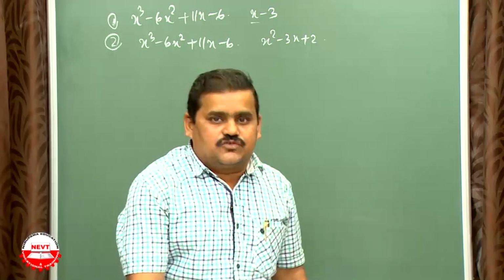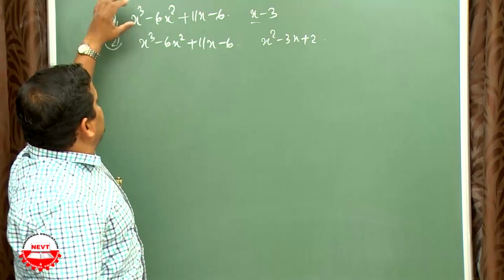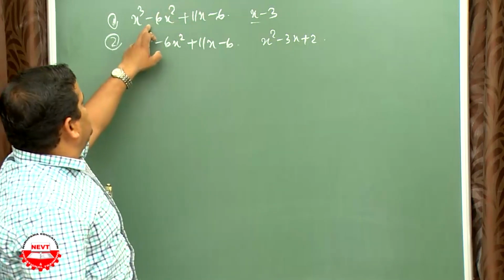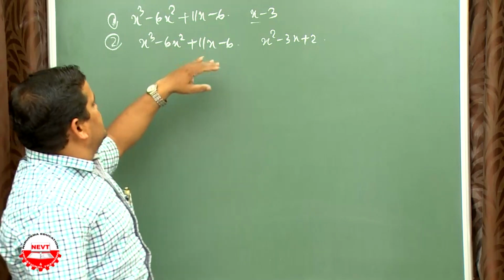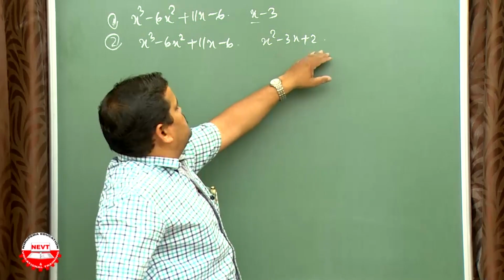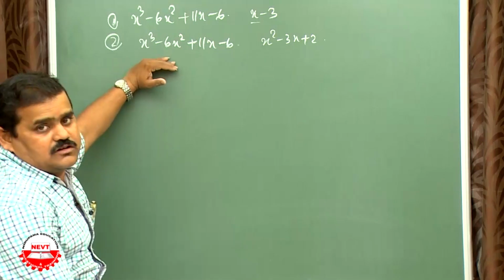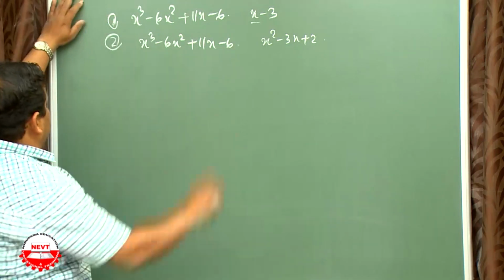Let us start. Let us do some previous year questions. So let us discuss two questions. Check whether x minus 3 is a factor of this or not. In the second, check whether x square minus 3x plus 2 is a factor of this or not. Okay? So let me start.